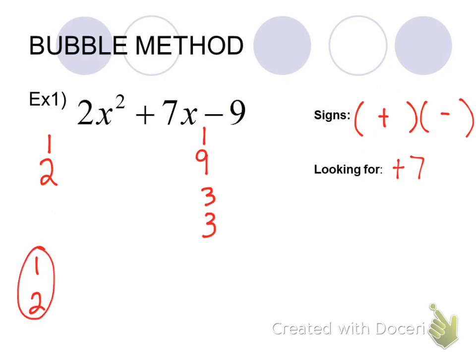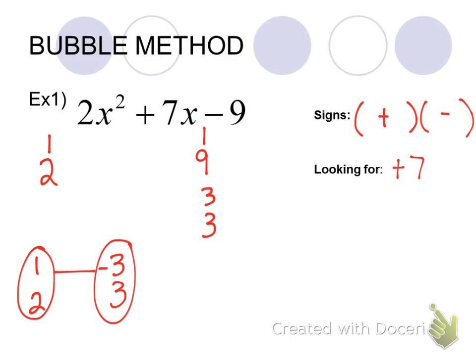Now my second bubble, I can choose from how many options? 2 options. I got a pair here and I got a pair here. Which one do you want to use first? 3 and 3. But I know that one of them is going to have to be negative. Do you want me to make the top one negative or the bottom one negative? Top one? So there's my other bubble.